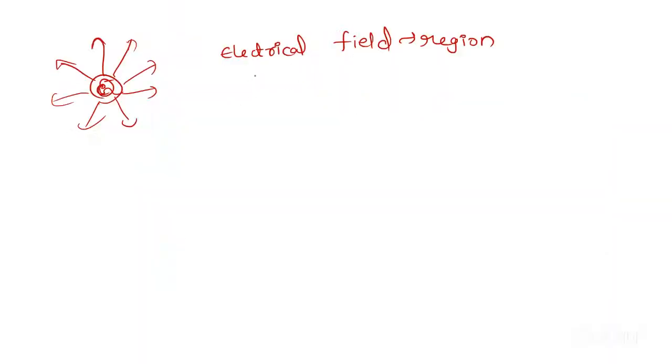So the electric field is represented by this symbol because it has some direction. It is equal to force divided by charge. So if there is some particle, the force applied on the particle by this charge is known as the electric field.